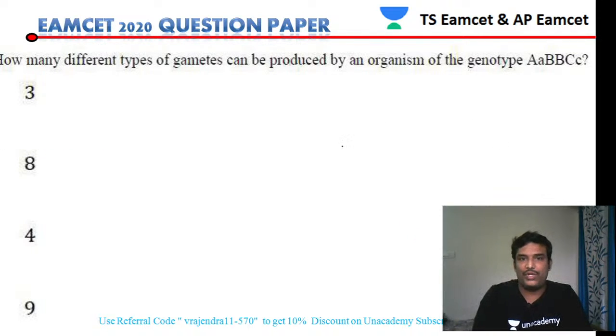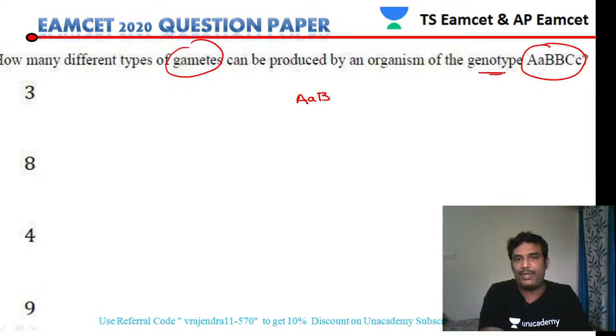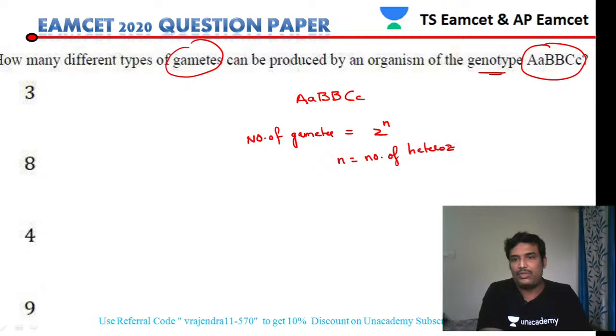Okay. So this is another question, asking to identify the number of types of gametes. How many different types of gametes are produced with the genotype AA, BB and capital C, small c. So there is one formula. Number of gametes is equal to 2 power n. So what is n here? Number of heterozygous conditions. By using this formula we have to do this type of numerical. So we count the number of heterozygous conditions in the given genotype. Capital A, small a, this is heterozygous. Capital B, capital B, homozygous. Capital C, small c, heterozygous. So two heterozygous conditions are there.